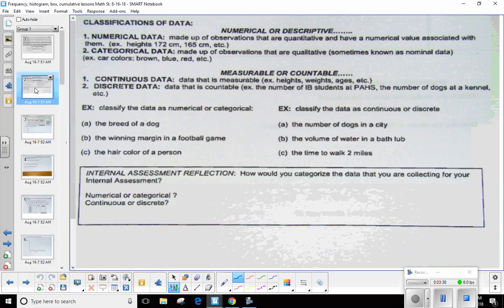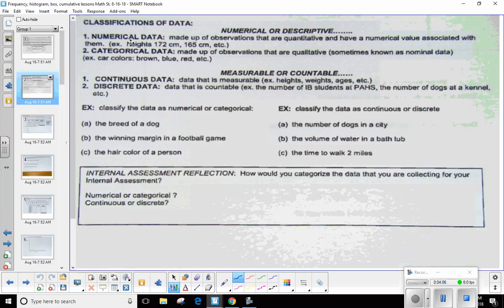Let's see what we got here. So we have classifications of data. It could be numerical or descriptive. Numerical data is made up of observations that are quantitative and have a numerical value associated with them. So you could have heights, something like that. Categorical data, on the other hand, is made up of observations that are qualitative. So here's the big difference. Numerical is quantitative, while categorical is qualitative, sometimes known as nominal data. Almost a descriptor. So you could have car colors such as brown, blue, red, etc.